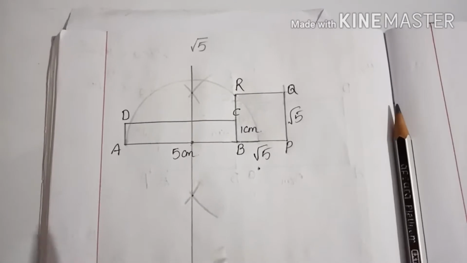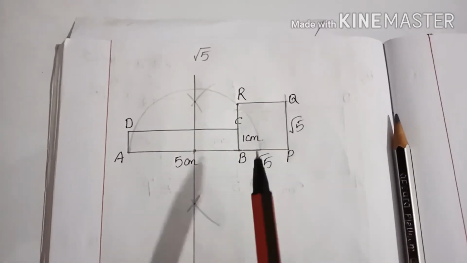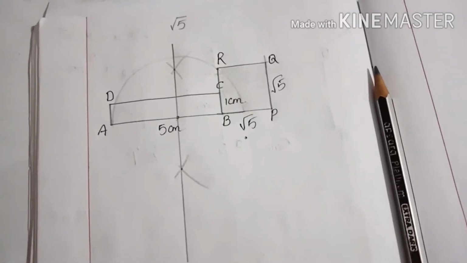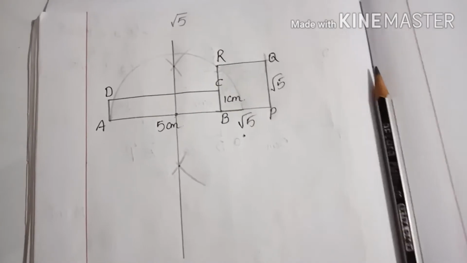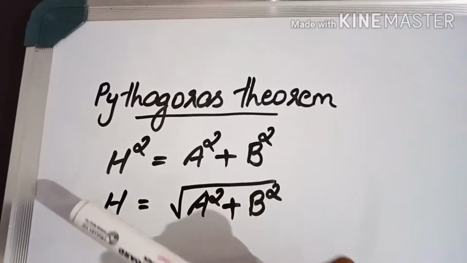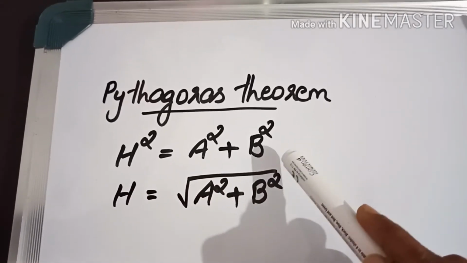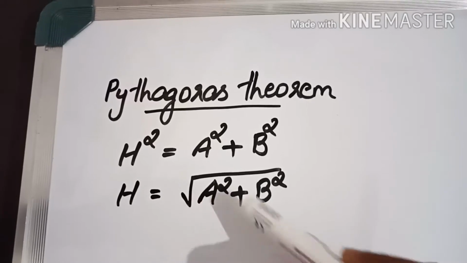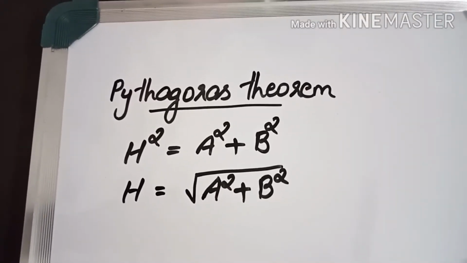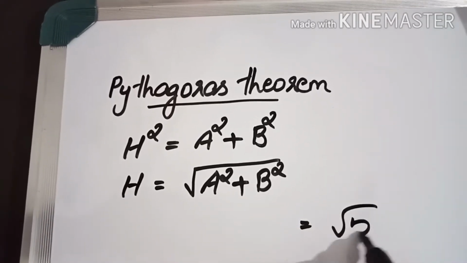Now we need to draw 2 more squares with the side as root 5. For that we can use the Pythagoras theorem. Pythagoras theorem is hypotenuse square equal to altitude square plus base square, or h is equal to root of altitude square plus base square. So here we need root 5; the answer must be root 5.